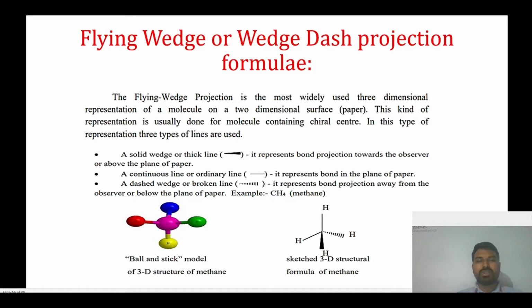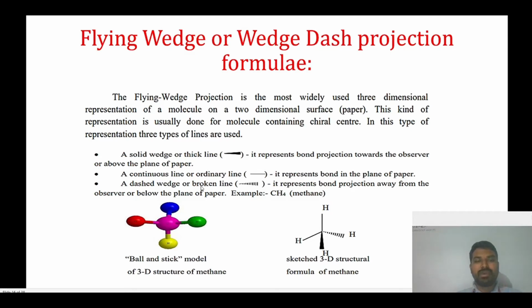A solid wedge or thick line represents a bond projecting towards the observer, or above the plane of paper. If we consider a plane of paper, then a thick line means that it is towards the observer, above the plane of paper. The continuous or ordinary line represents a bond in the plane of paper.